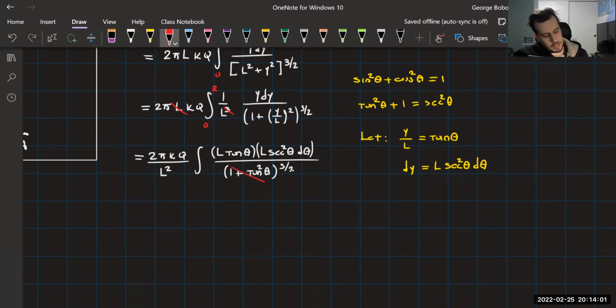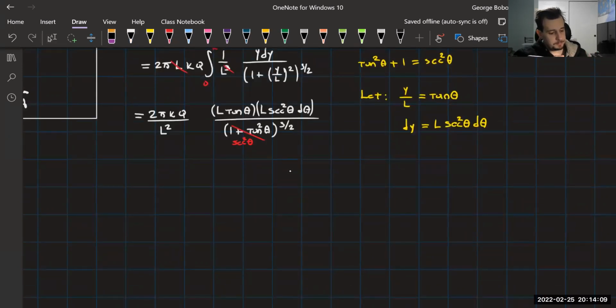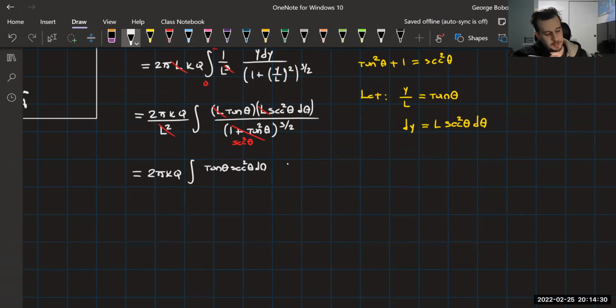Now, this guy, we know from this identity that he's going to be secant squared. It's a little hectic, but it's okay. Look at the L's go away. So I only have left 2 pi KQ, and then I'm integrating. What has remained? We have a tangent theta, a secant squared, a d theta, and in the denominator, this secant squared is getting square rooted and then cubed. So you have a secant cubed remaining.